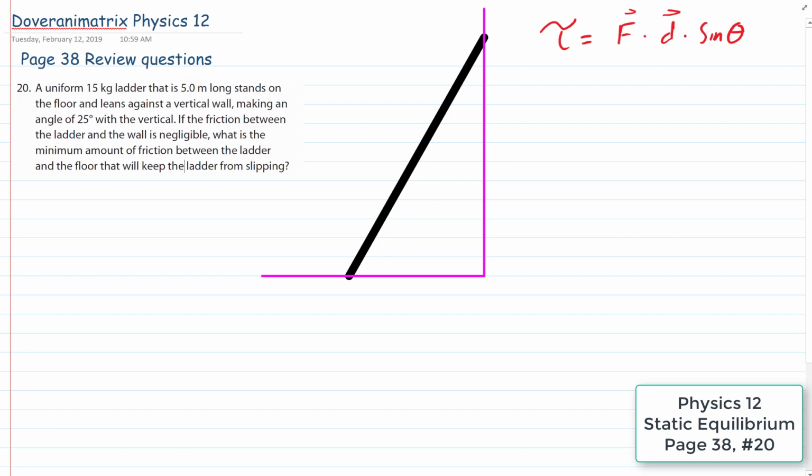It's a ladder question. A uniform 15-kilogram ladder that is 5 meters long stands on the floor and leans against a vertical wall, making an angle of 25 degrees with the vertical. If the friction between the ladder and the wall is negligible, what is the amount of friction between the ladder and the floor that'll keep the ladder from slipping?